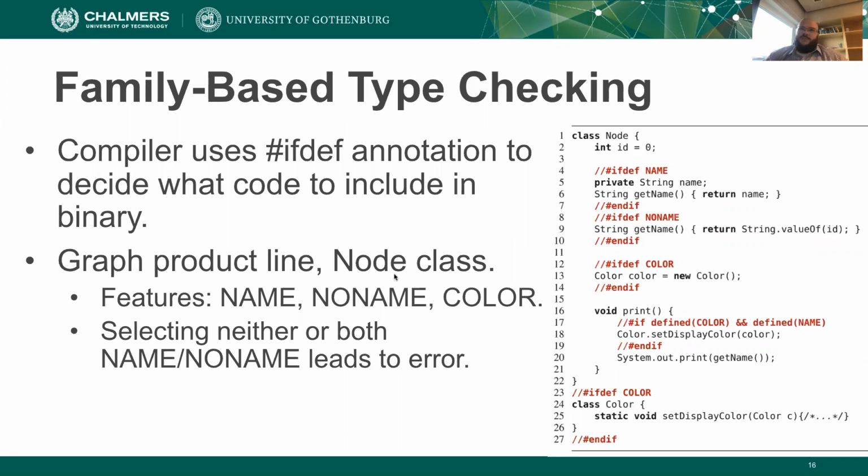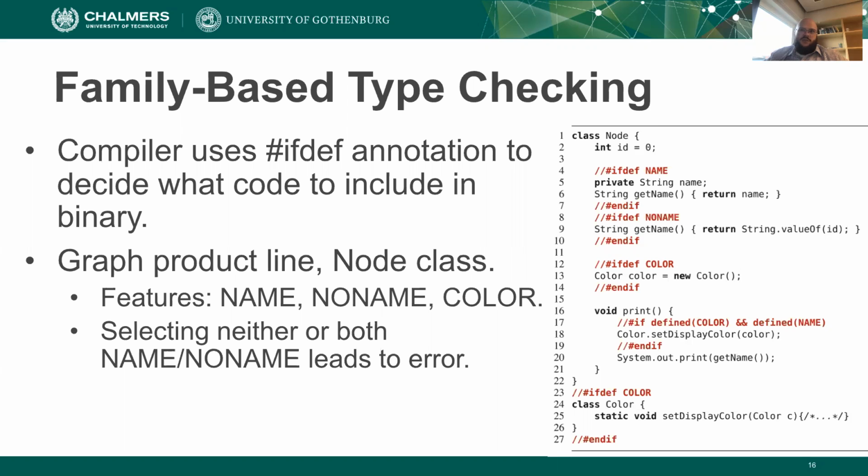So what this means is nodes can optionally have a name in addition to their ID. If we use this feature, nodes have both an ID and a name, which adds a getName method. If we are not including the feature name, our model says we're going to have this feature no name, which still means we have a method for getName, but it's just going to return a default value based on the ID rather than the name we've assigned.